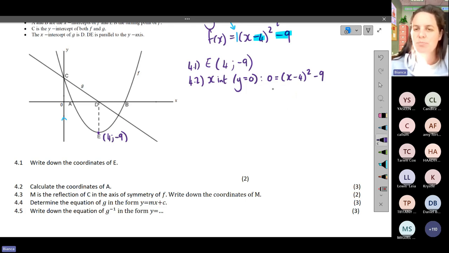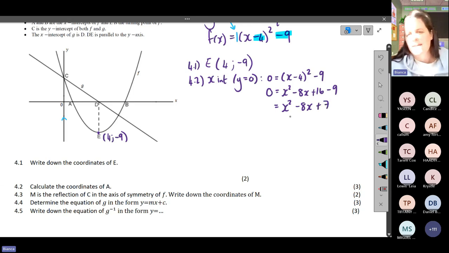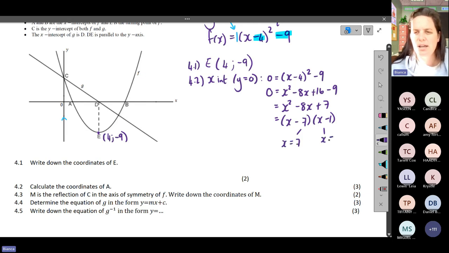So I would do this properly, and when I say properly, I just mean times it out rather. So square the binomial: square the first term, square the last term, multiply and double, or times it out and do FOIL. Rather play it safe if you're not great at timesing out things. 16 minus 9 is 7. And then you can factorize: x minus 7 and x minus 1. So your two solutions are 7, opposite sign, and 1.